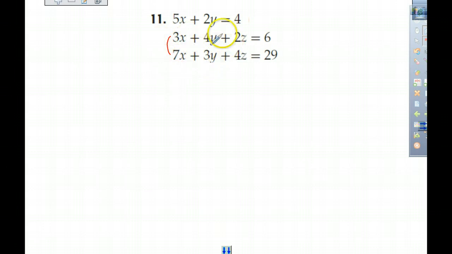What variable do we need to eliminate though, so that it matches the one we already have? Z. Yeah. So this has x and y. We need another two variable equation with just x and y, which means here we need to eliminate z. So how do you want to do it? Multiply this one by -2. There we go. -6x minus 8y minus 4z equals 12.